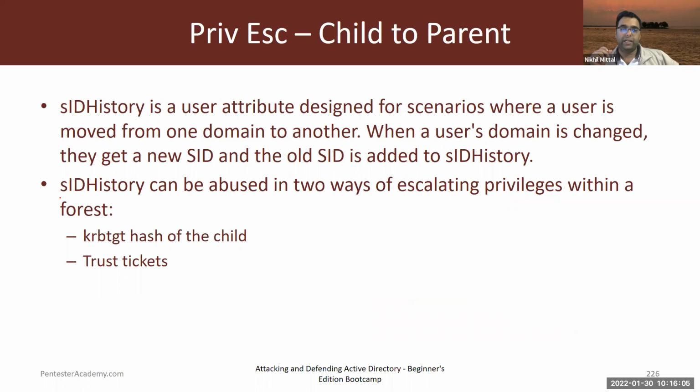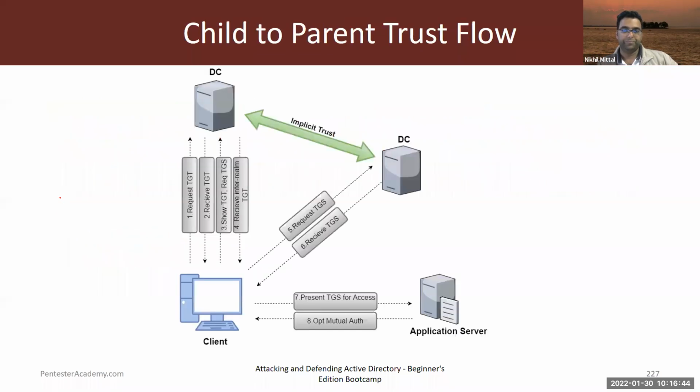We are going to abuse an attribute called SID history. Now, SID history is a user attribute that is designed for scenarios where a user is moved from one domain to another. That's the intended use of SID history. When the user's domain is changed, they get a new SID, and the old security identifier is added to SID history. Now we can abuse SID history in two ways: using the KRBTGT hash of a child domain, or by using trust tickets. Let's take a look at the trust tickets first.